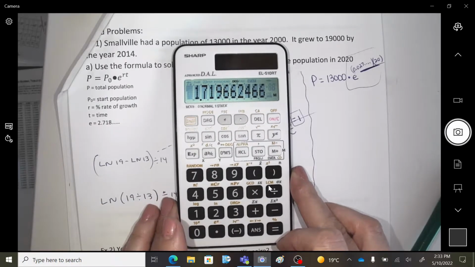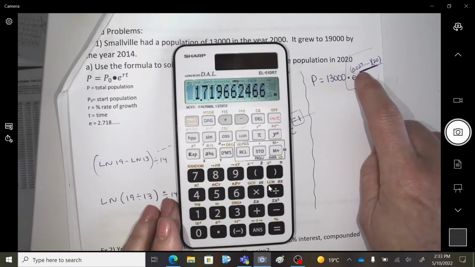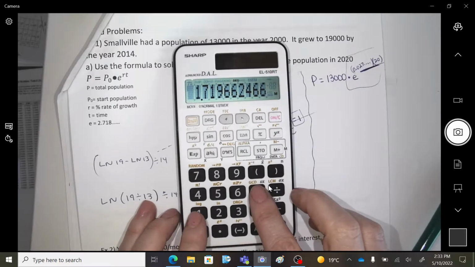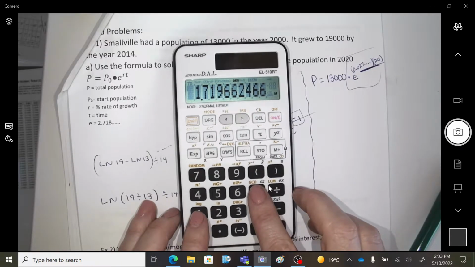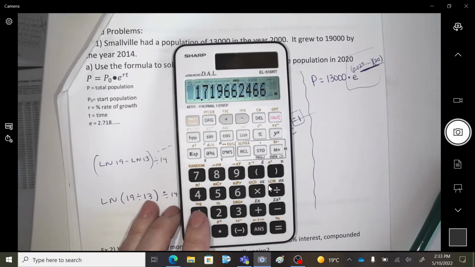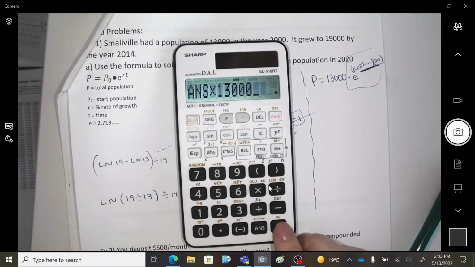I got 1.716. Did you round this 0.027? Yeah, if you didn't keep it on your calculator, you're going to get it wrong. So, like all of it? Yeah. You're going to get a rounding error anyway. Okay, I'll show you when we're working. Okay, and then times 13,000.